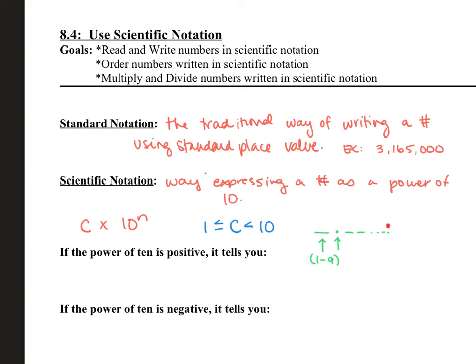It won't matter how many digits follow the decimal point, but what's key is that prior to the decimal point, there can only be one digit, and that digit needs to be a 1, 2, 3, 4, 5, 6, 7, 8, or a 9.